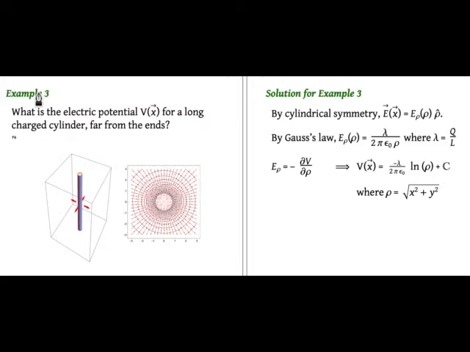Here's a third example. The problem is to calculate the electric potential, V of x, for a long charged cylinder far from the ends. So here I have a long cylinder. Think of it as a wire. Here's a charged wire. It has charge per unit length lambda. And I want to be far away from the ends. I want to figure out the potential, say, at this point.